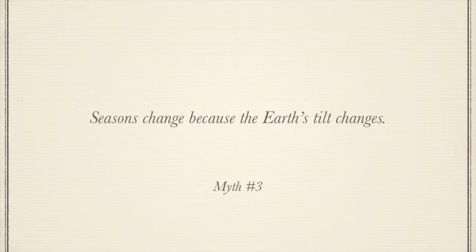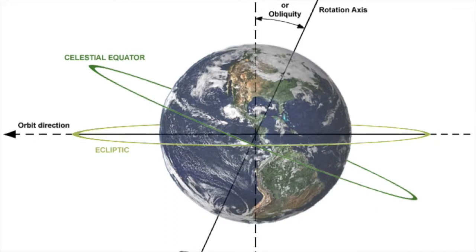The third and final myth states seasons change because the Earth's tilt changes. In this diagram, you can see that the Earth is tilted on its axis. This axis points at an angle of 23.5 degrees towards the North Star. But this is a fixed position. It actually does not change as the Earth orbits the Sun. There must be something else that can explain why we experience seasons.